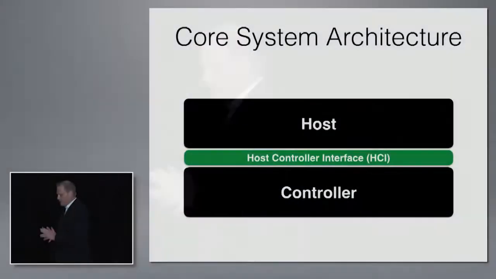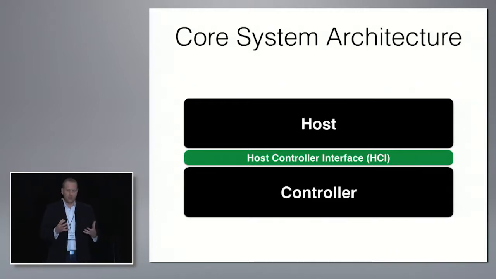The core system architecture of Bluetooth is pretty straightforward, and the hardest thing for me to figure out was the terminology and how they use some of the terms. At a very basic level, you have a chip, and then you have something that's going to interact with that chip, or an application. At the controller level are all the things that are on the chip, and on the host are all your applications, whether you're doing file transfer, audio, video, all of those different types of things.